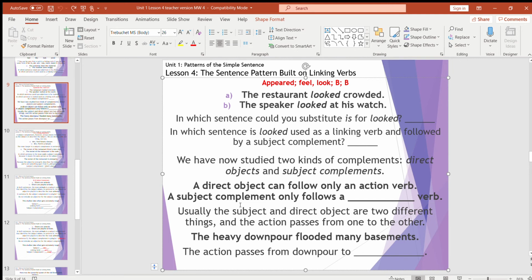So usually the subject and the direct object are two different things. So the action passes from one of those things to the other thing, okay? So like with this one, the heavy downpour flooded many basements, we have the verb, action verb of flooded. What flooded? The downpour flooded. So downpour would be my subject. What did the downpour flood? It flooded the basements. Direct object. So you notice the action passes from downpour to the basements because that's what they flooded. But the downpour is not the same thing as the basements, right? Those are two separate things being discussed.